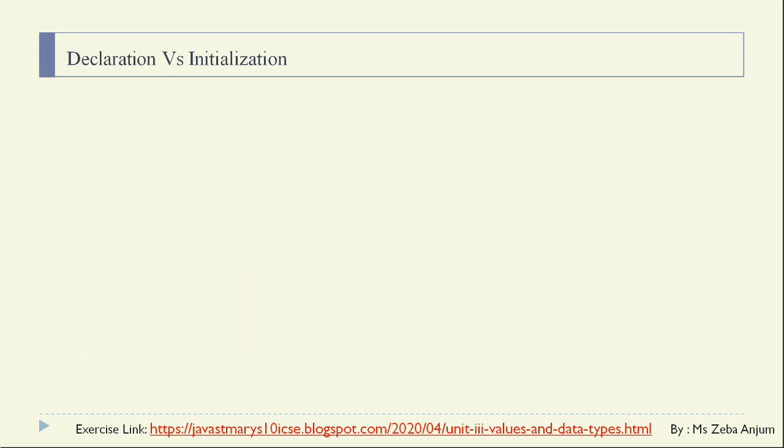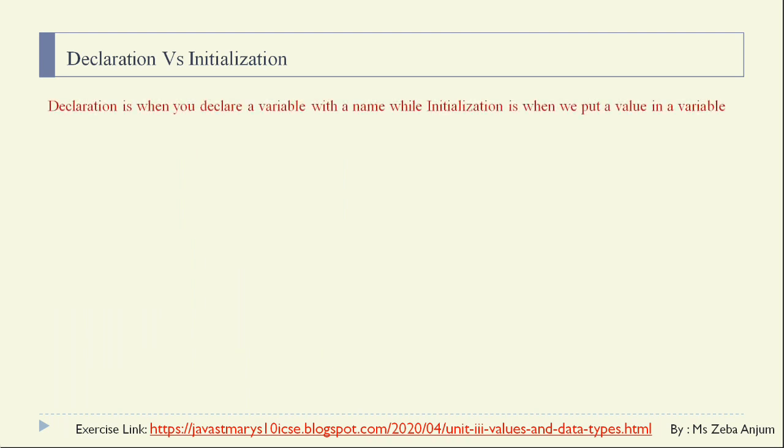Moving forward to declaration as well as initialization, we are again talking about data types, and we are going to see how a variable is declared and what initialization means. See, declaration is when you declare a variable with a name. It means you are only giving a name and a data type. But if you give a certain value to this variable, then it comes under the initialization process. So declaration is when you declare a variable with a name, while initialization is when we put a value in a variable. Now see some examples.